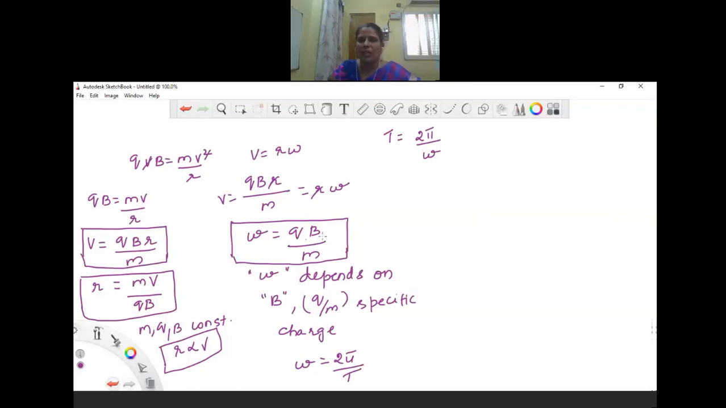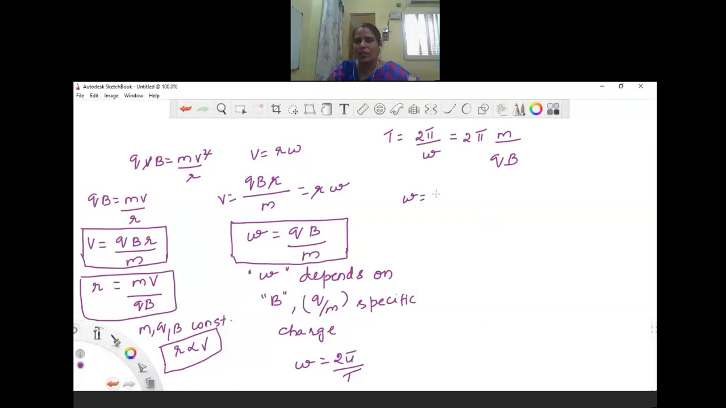Okay, so we got that omega is equal to qB by m here. So T is equal to 2 pi divided by omega, that is 2 pi m divided by qB. Omega is equal to qB by m, or we can write that omega is equal to 2 pi by T. So from this also we can write that T is equal to 2 pi by omega, or T is equal to 2 pi m divided by qB.